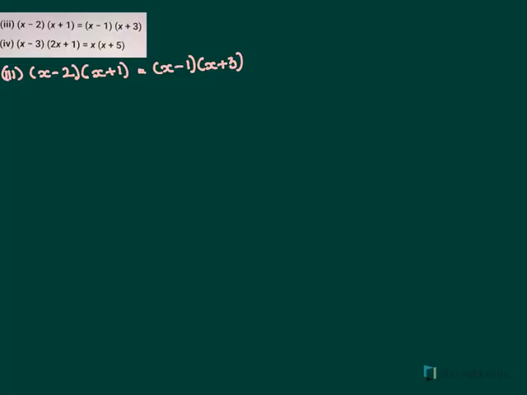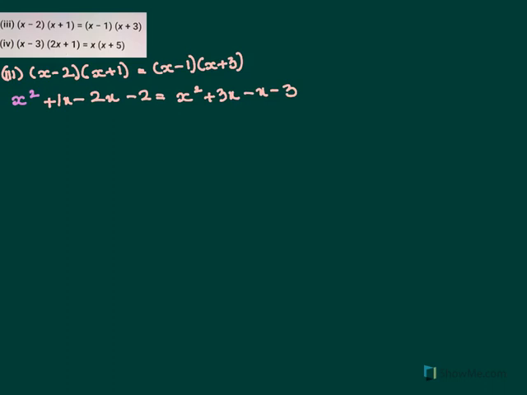Now for the third one, here is the equation. Let's open the bracket. While opening the bracket, we know we have to multiply x into x, then x into plus 1. So x into x is x square, then x into plus 1 is plus 1x, then minus 2 into x, minus 2x, minus 2 into 1 is minus 2. Here again we multiply x into x, which is x square. Then we have x into plus 3 minus x minus 3.